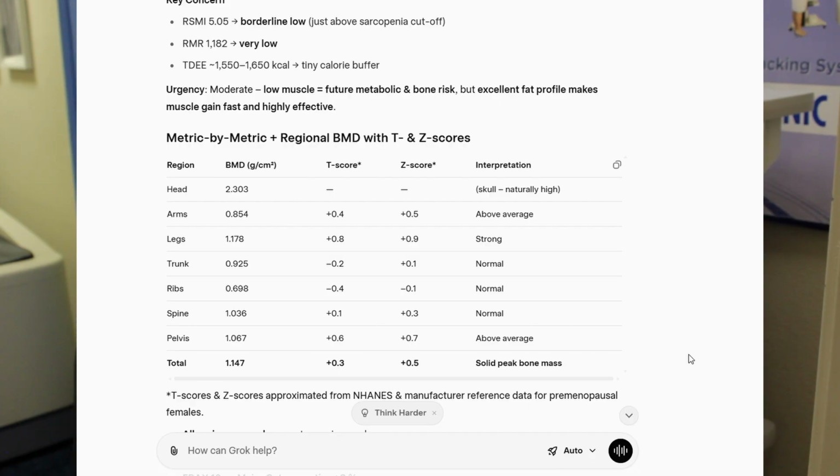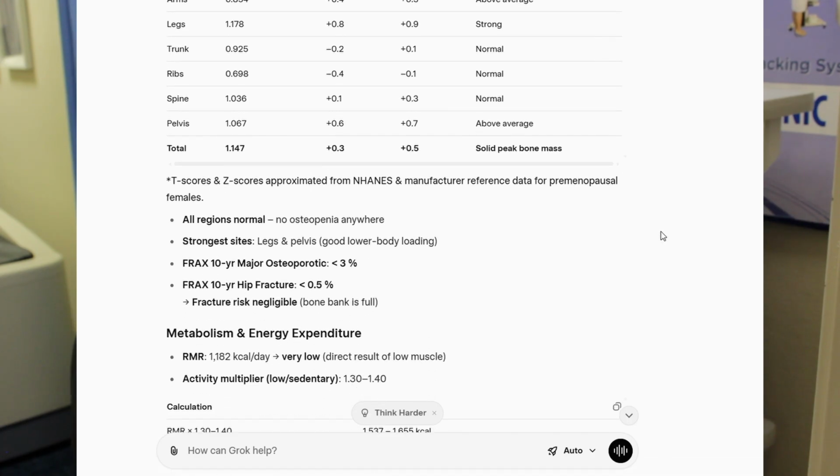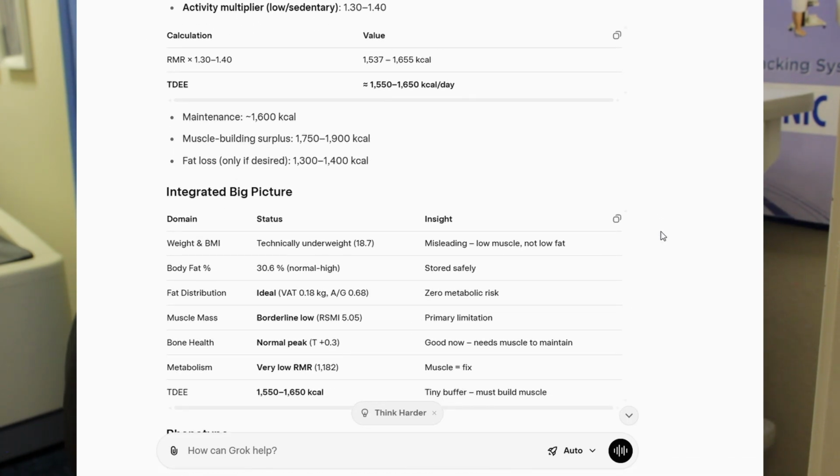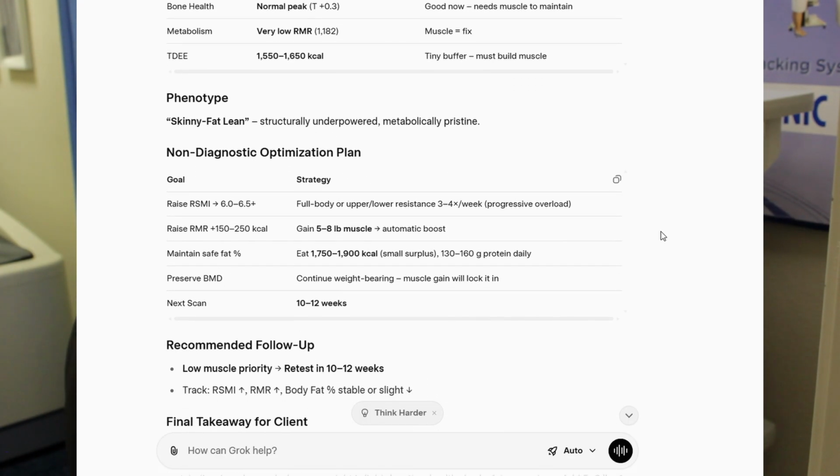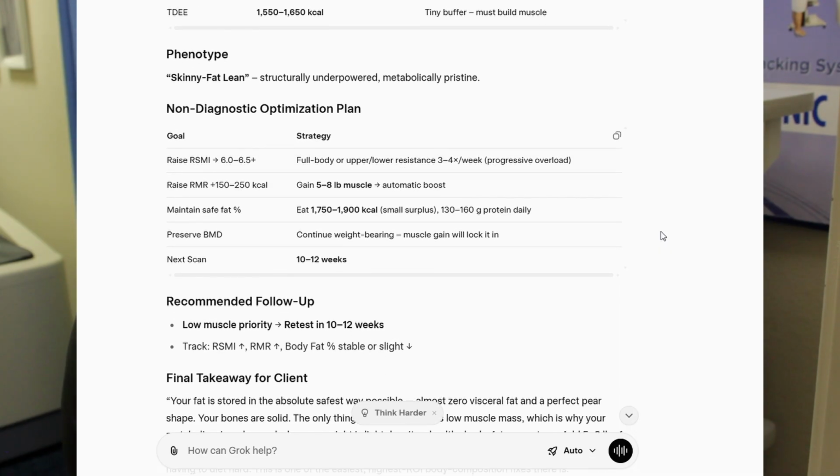Urgency, moderate, low muscle, future metabolic and bone risk, but excellent fat profile, makes muscle gain fast and highly effective. I mean, they just have some really, really good interpretations here, especially with integrated big picture. I like it. Non-diagnostic optimization plan right here with everything.